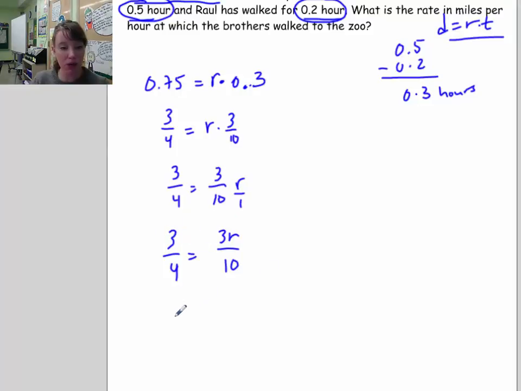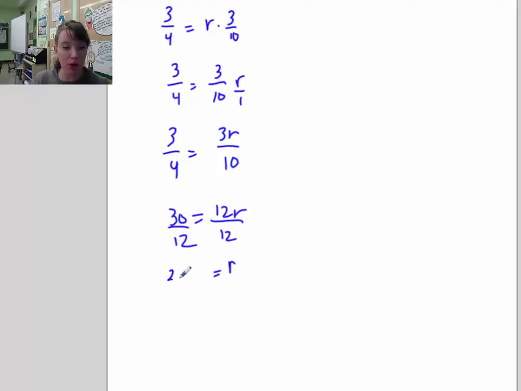3 times 10 is 30, and that's going to be equal to 12r. And then I'm going to divide by 12 here, and r is going to be equal to 2.5. So it would be 2.5, and the units that we're using is miles per hour. Okay, because it's a rate. So Javier walked 2.5 miles per 1 hour.